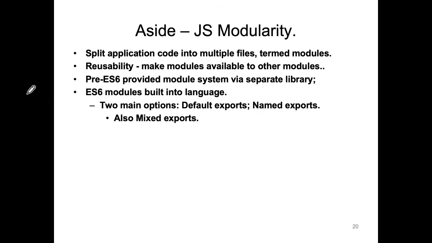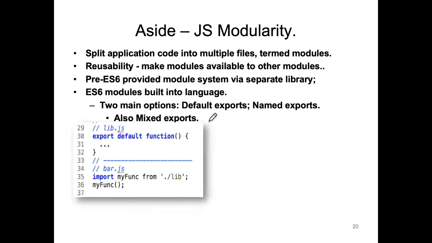So the way you do it in ES6 is you have two facilities available to you. One is called default exports and the other is called named exports. And you can actually combine these together to get mixed exports. Here's an example on the left.